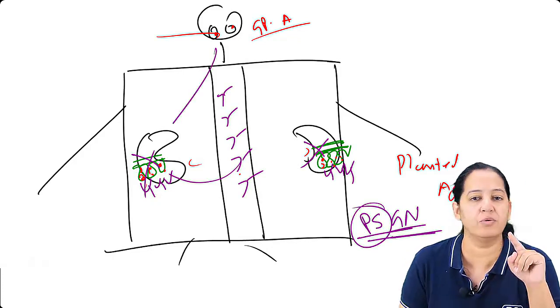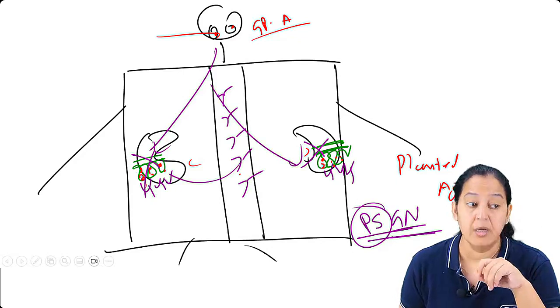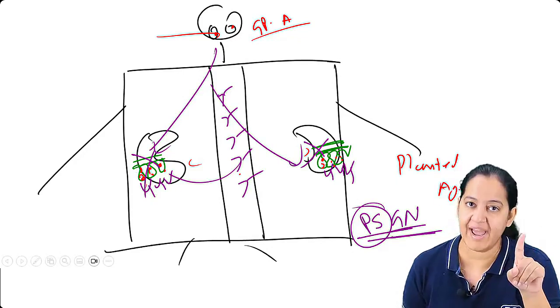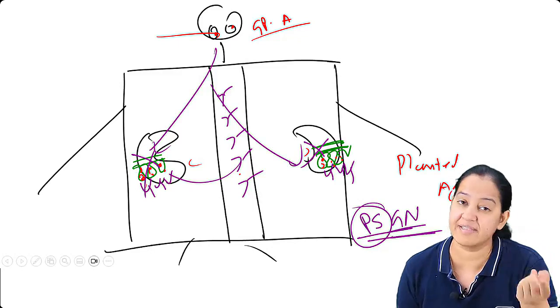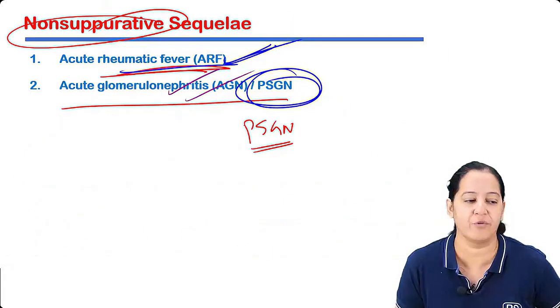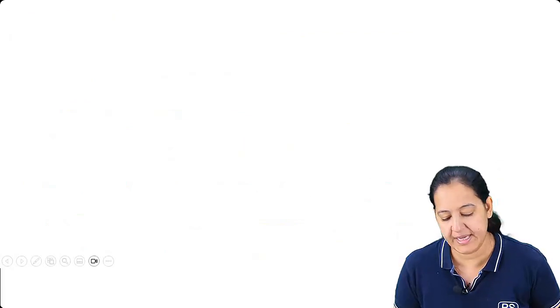Now you tell me who is destroying the kidneys. I mean, who is destroying the filtration barrier? Who is destroying the podocyte? Is it only the antigen? Say no, it is not the bacteria. It is the antigen-antibody complex. So here also it is a non-suppurative complication. How many of you got it? कितनों को समझ में आई?